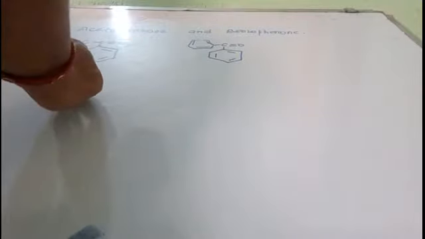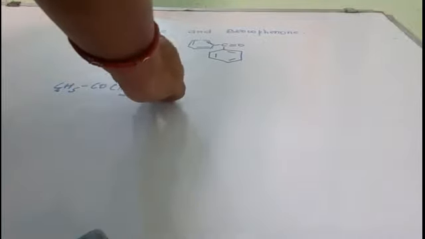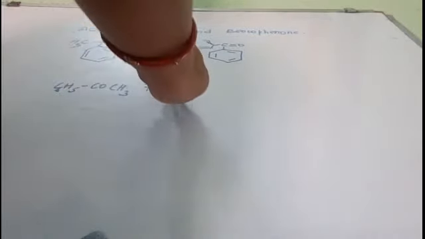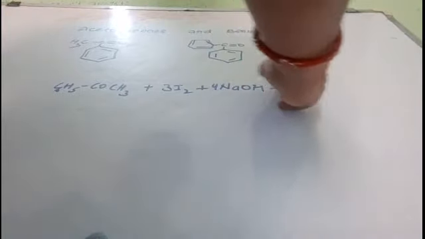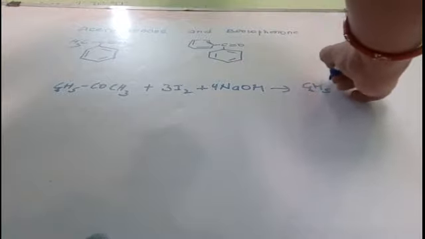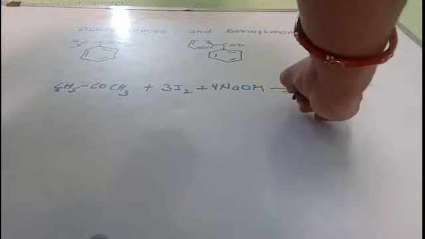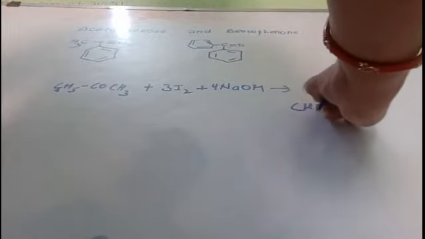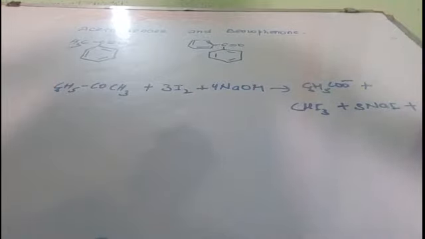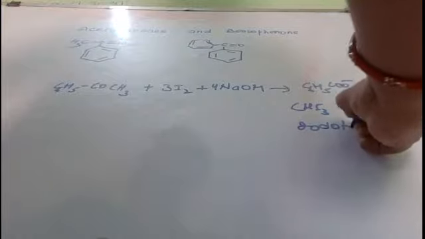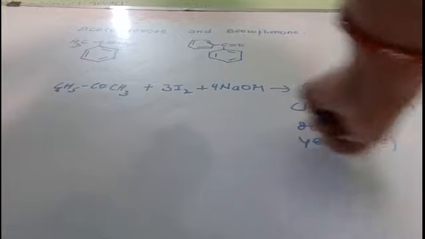So let us write it: C6H5COCH3 plus, I will write the direct reaction, 3I2 plus 4NaOH will give you C6H5COO minus, that is the benzoate ion, which will be formed here. Then we will get iodoform, 3NaI plus 3H2O.